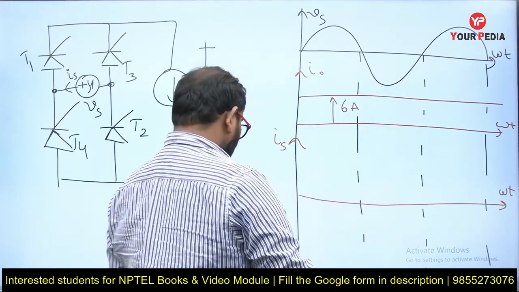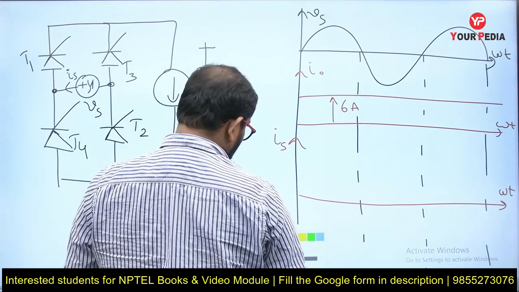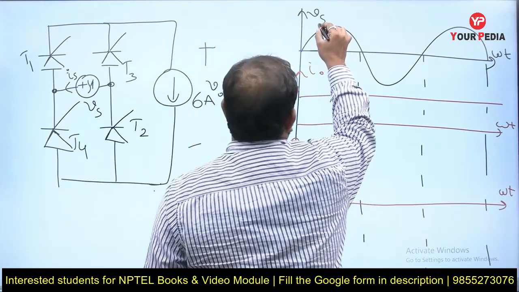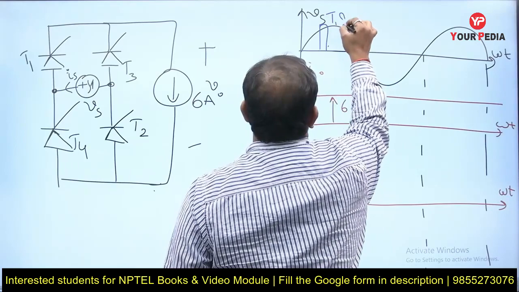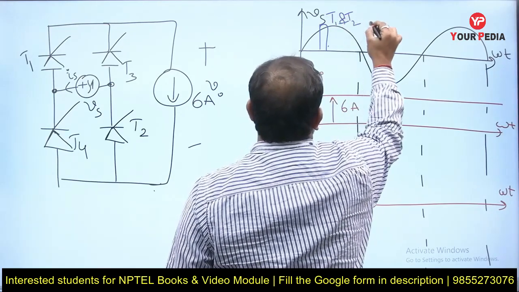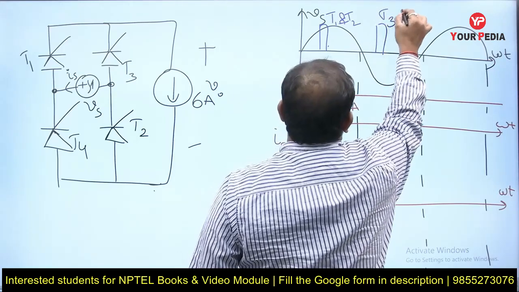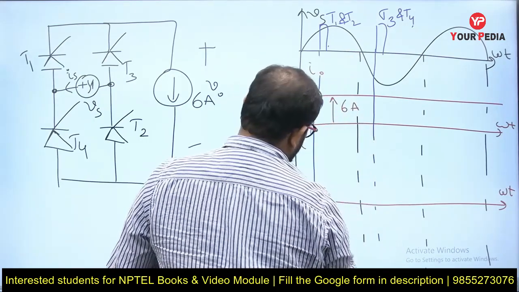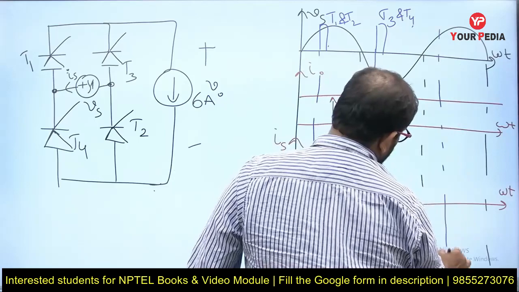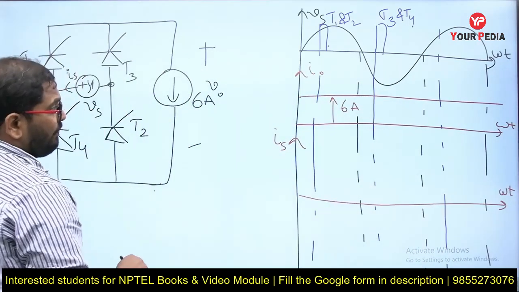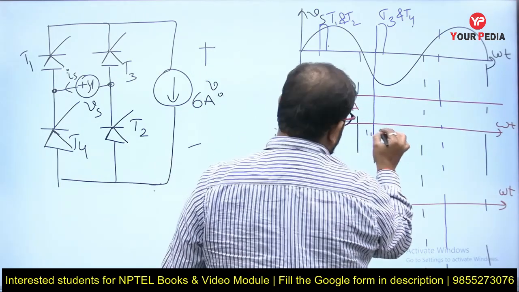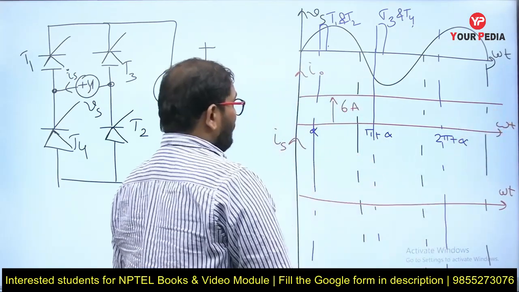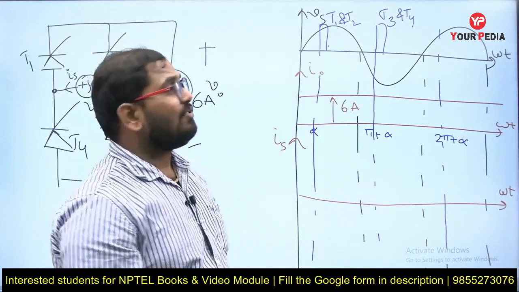Now let's draw the source current waveform. We give triggering pulses for T1 and T2 in this time period, and here we give the triggering pulses for T3 and T4. When we give triggering pulses to T1, T2 and T3, T4 during these periods, they will turn on. This is alpha, this is pi plus alpha, this is 2 pi plus alpha, and again 3 pi plus alpha here. So from alpha to pi plus alpha, which devices will be in on state?